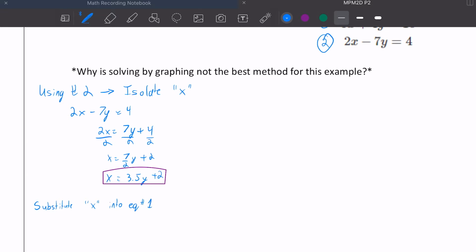So what we get when we're doing this one here, we're going to take 3x, this is from equation 1, plus 4y equals 10. And where our x was in this equation, we're going to substitute in what we have isolated, which is 3.5y plus 2. Okay, going to close off that bracket. Plus 4y equals 10. Well, what we're going to do is expand out our bracket and solve for y.